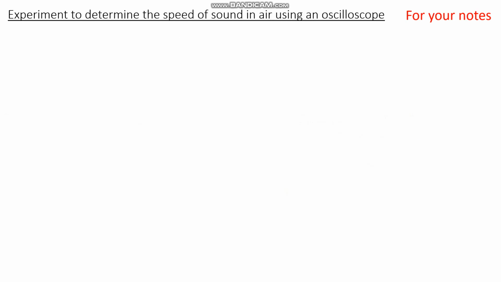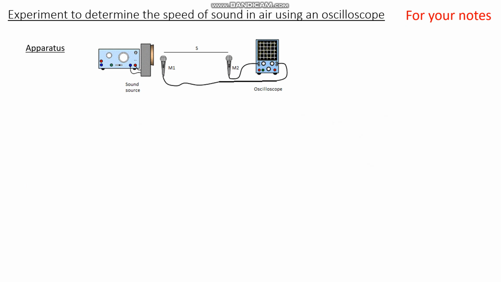Okay, can you put another title please, Experiment to Determine the Speed of Sound in Air using an Oscilloscope. Can you make a sketch of the diagram that we're going to use here? Now the sound source is going to be our old friend the signal generator, linked to a loudspeaker. We've then got two microphones which are connected to something called an oscilloscope. It's similar to those heart machines that you might see in hospital. The microphones are separated by a distance s.